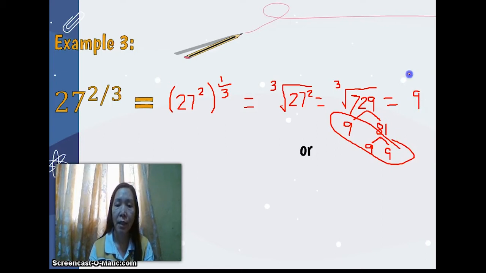Okay, 9. Another method, okay, I will do the different way. So we have 27.